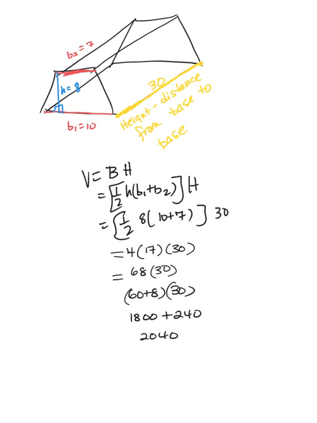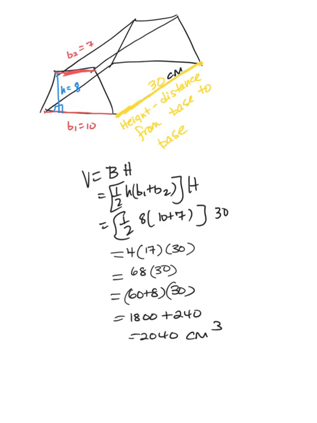And your units are cubed. Let's say centimeters cubed, for instance. Let's say everything's centimeters. You have to be careful because sometimes they'll give you different units and you'll have to convert to the same thing. All right, that is volume of prisms.